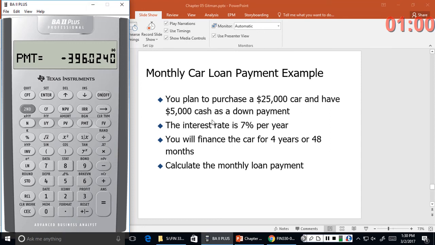Here's another tip on buying cars. If you're going to buy a car, you can finance a car for a long period of time now. You can finance it for 36 months, which is 3 years, 48 months, 60 months, which is 5 years, 72 months, which is 6 years. Some dealers will now finance up to 84 months, which is 7 years.